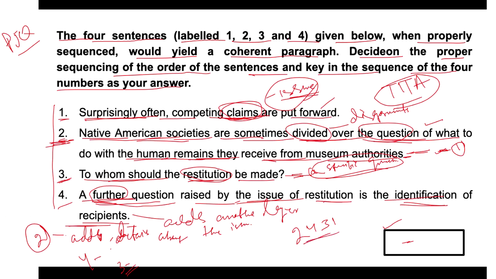Combining these sentences in the correct order gives us a coherent paragraph. So in that case, we can write here: Two, that introduces the issue. Four, that adds details about the question of identifying recipients. And three, that asks the specific question about who should receive restitution. And sentence one, that you can say concludes by mentioning the complication. So in that case, we can say 2, 4, 3, 1 would be a proper sequence here, isn't it?